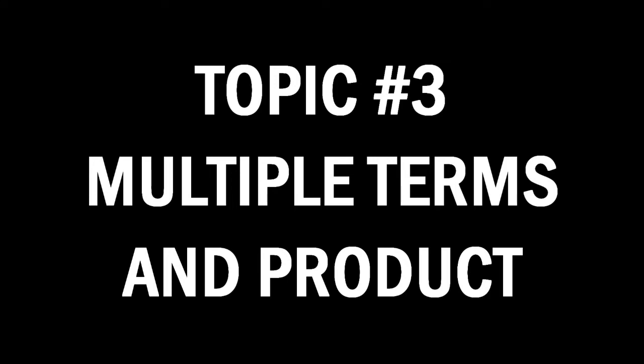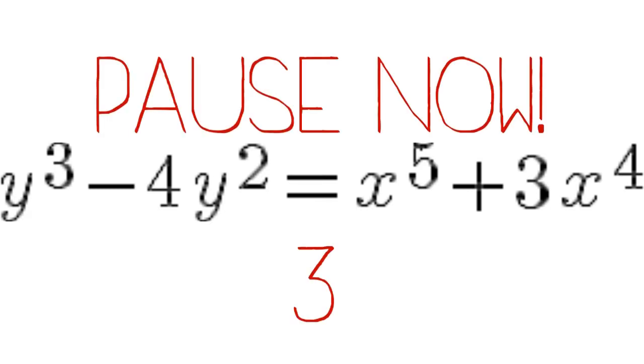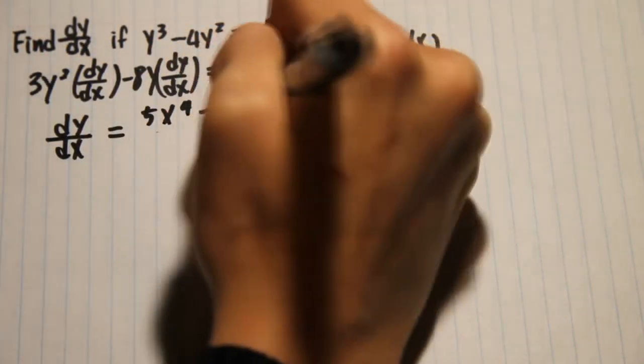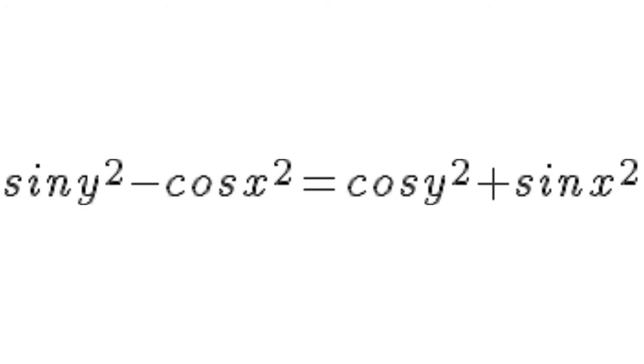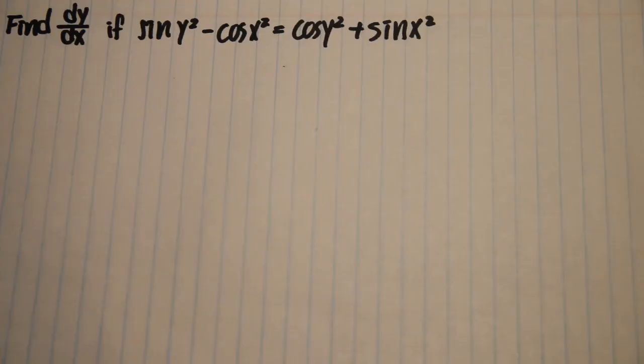Topic number 3, multiple terms and product. Question number 1. Find dy dx if y cubed minus 4y squared equals x to the 5th power plus 3x to the 4th power. That wasn't too easy, but here is the solution. Question number 2. Find dy dx if sine y squared minus cosine x squared equals cosine y squared plus sine x squared. Now that was a definite pain, but here is the solution.